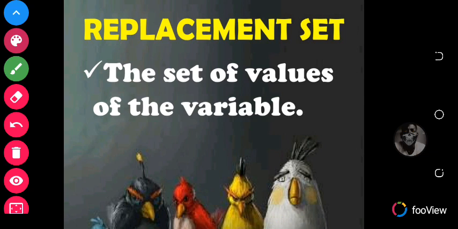Replacement set, the set of values of the variable. So in the previous example that I made, like x is equal to 1, x is equal to 2, the replacement set of x will be 1 and 2, because wherever you find x, you can put 1. Wherever you find x, you can put 2, and all is right.